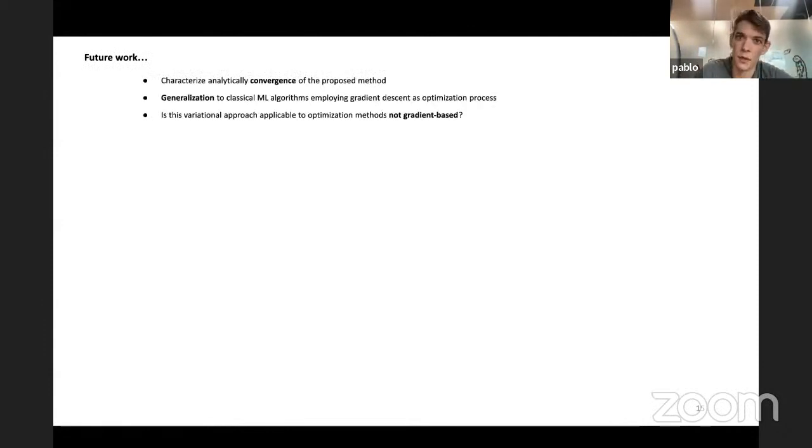So, as you asked before, we are still working on this method. We want to explore certain directions. First of all, we want to better characterize the convergence of our analysis, how it works mathematically. Why does it work better than simply over-parameterizing your system? We want to generalize this to machine learning algorithms, not only coming from quantum machine learning, but in more general terms. And we want to see what happens when we employ other optimization methods, like, for example, Nelder-Mead or whatever, other than gradient descent.